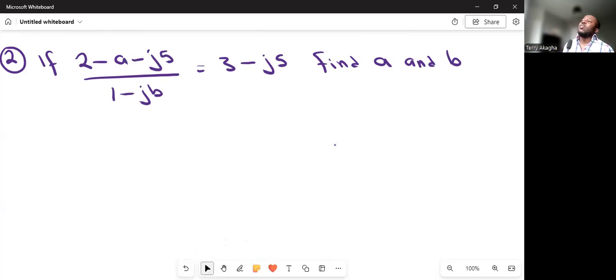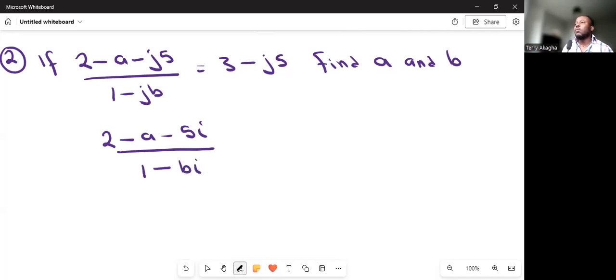Personally, I prefer to rewrite this as 2 minus a minus 5i. It's exactly the same thing as complex numbers, but I just want to write it in this format so that it will be easier for me to write and calculate. So I'm going to put the coefficient before the imaginary parts. It does not affect anything; it's just my personal preference when I'm writing.